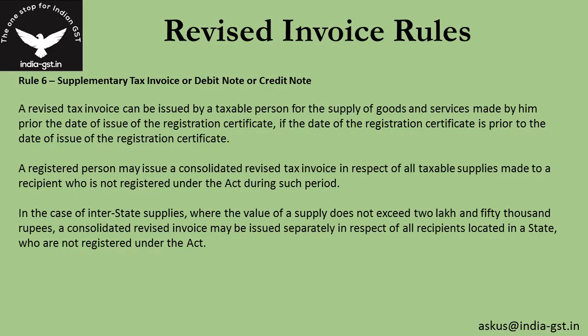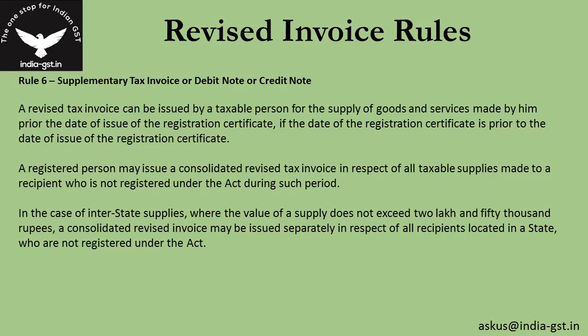Rule 6, supplementary tax invoice or debit note or credit note. A revised tax invoice can be issued by a taxable person for the supply of goods and services made by him prior to the date of issue of the registration certificate, if the registration is obtained within the prescribed period from the date of issue of the registration certificate. A registered person may issue a consolidated revised tax invoice in respect of all taxable supplies made to a recipient who is not registered under the Act during such period.